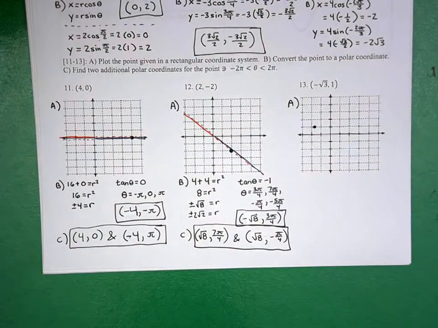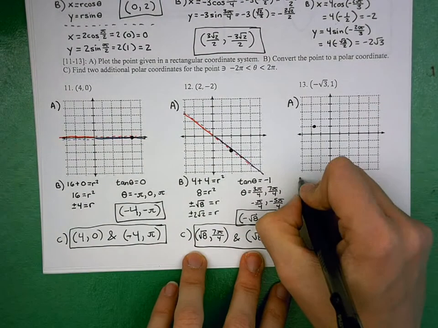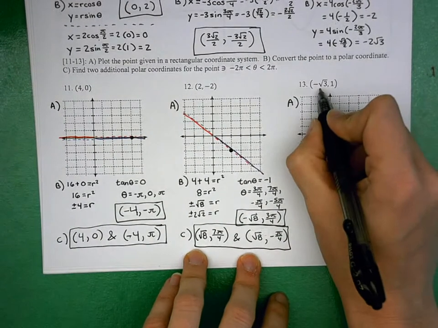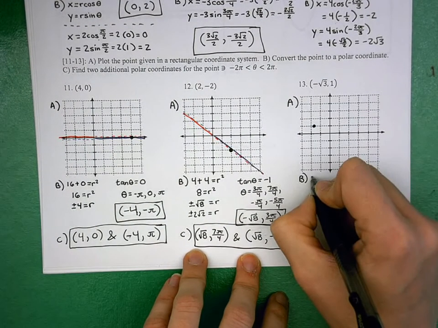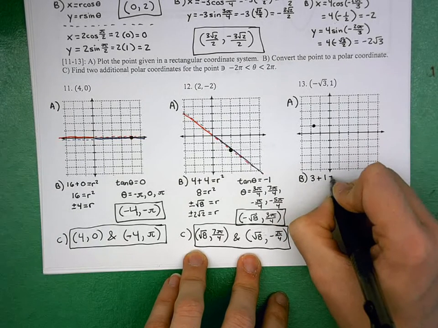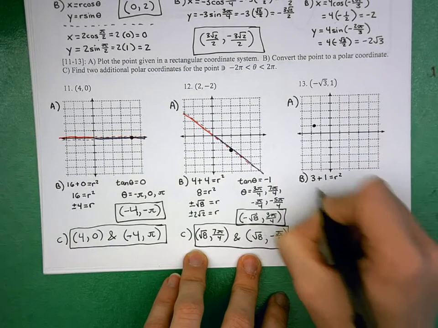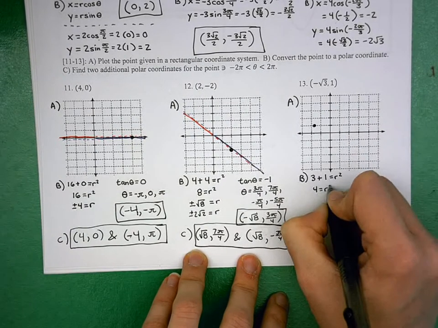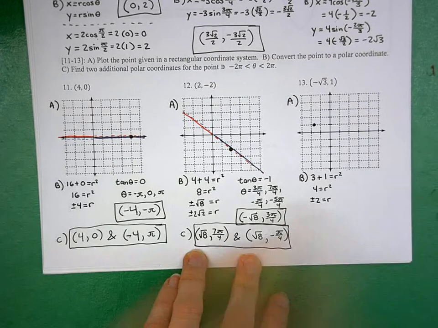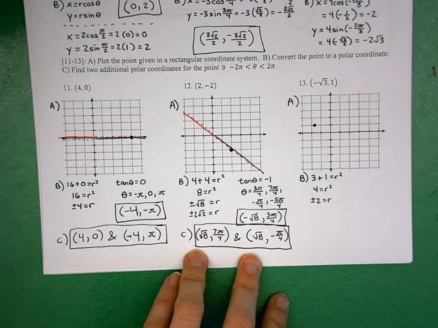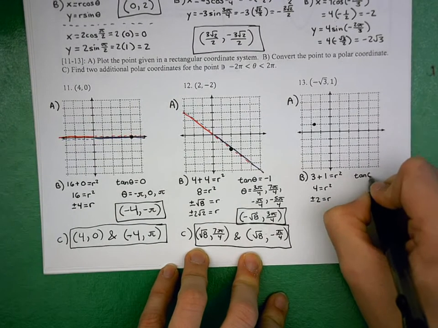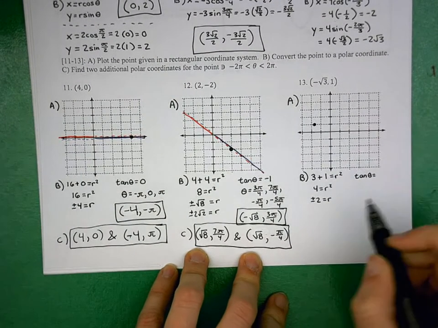Okay, b, our conversion here, x squared plus y squared equals r squared. So my x squared, negative root 3 squared, is 3. Y squared, 1 squared, is 1, equals r squared. 3 plus 1 is 4. And so r is plus and minus 2. Okay. Tangent theta is y over x. So 1 over negative root 3.